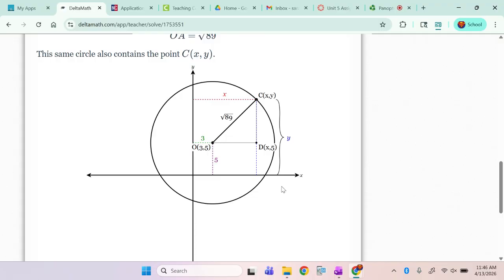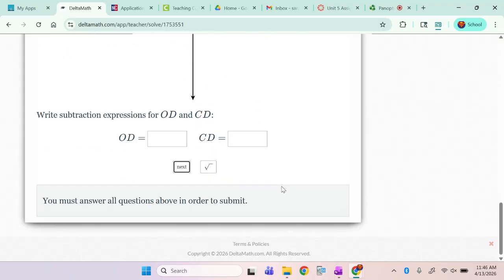All right. What about here? Y minus 5. It's vertical, so we're dealing with y values. All right. So that's what we're going to type in for the next two. So OD is x minus 3. CD is y minus 5. Now there is a method to this madness, and you'll see it in just a second.